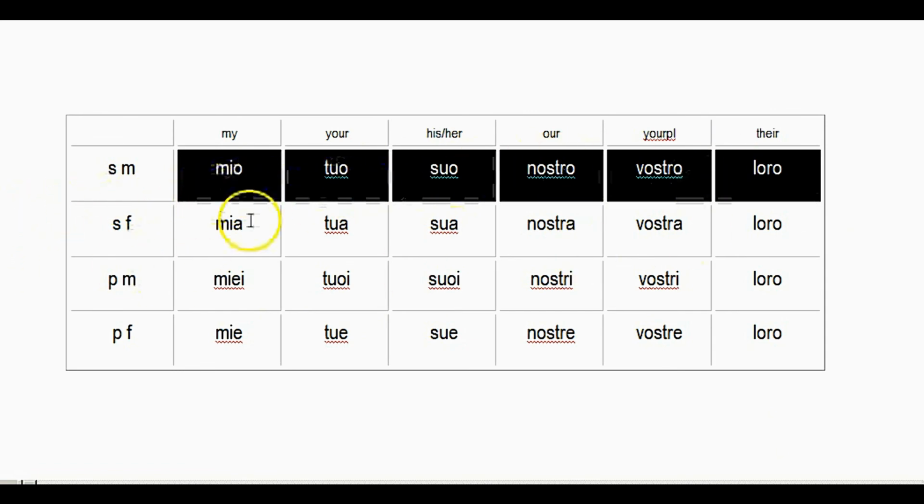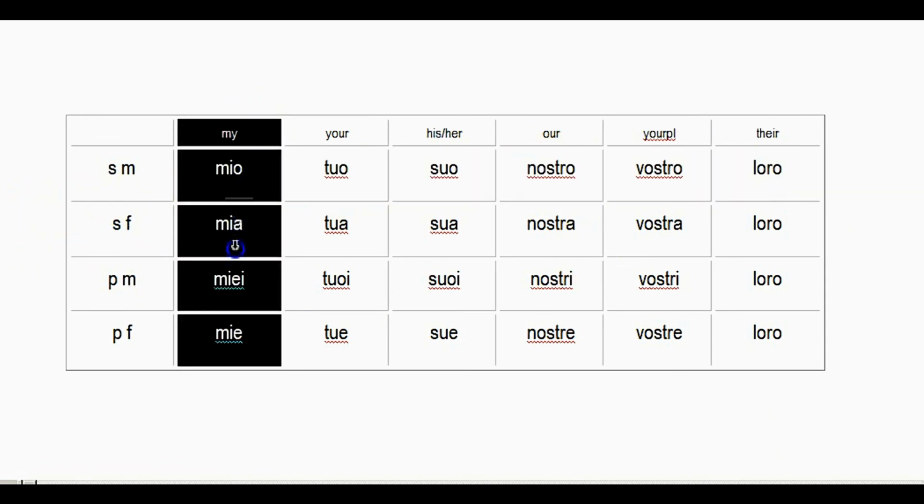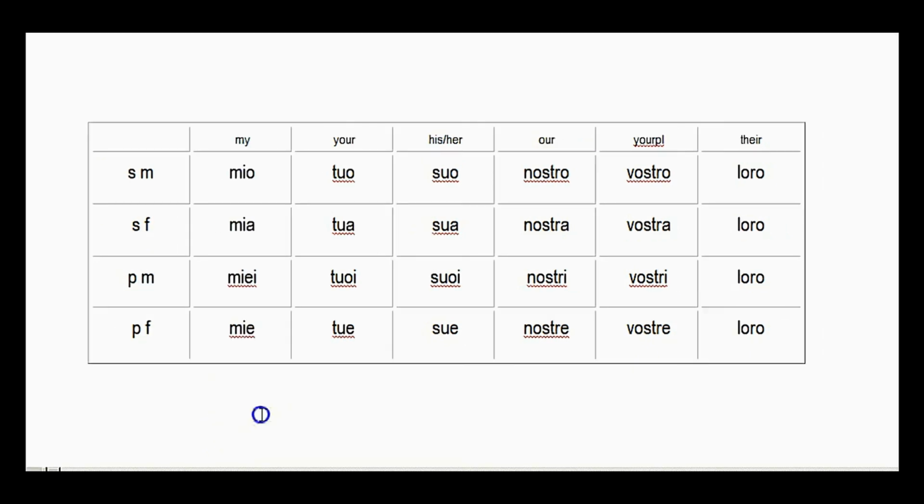Either you go in that direction, or you pick an adjective and you do the four forms. And now you should pronounce the forms that I'm highlighting with a little circle.